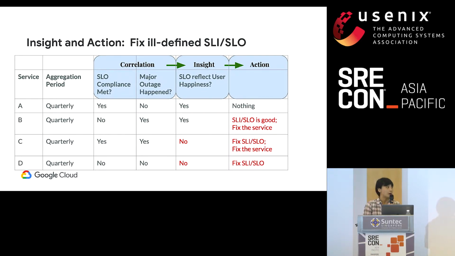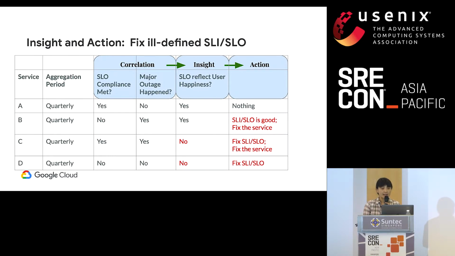Here is an example of our discoveries. This table lists 4 scenarios. There are 4 services. Their SLO aggregation periods are quarterly. And the data engine does a correlation of different signals, and we gain insight from this correlation, and we take actions from this insight.